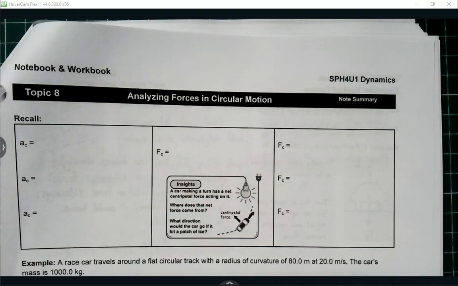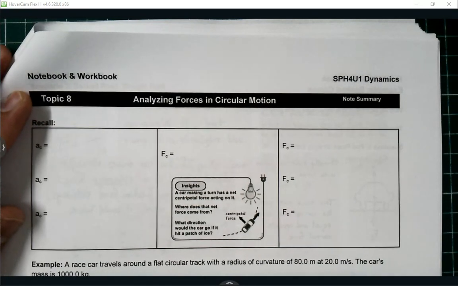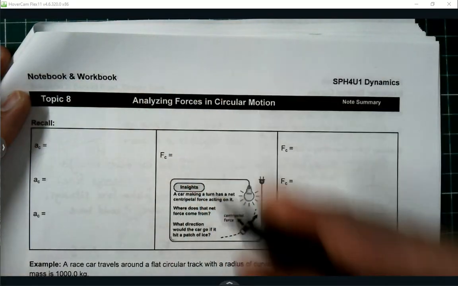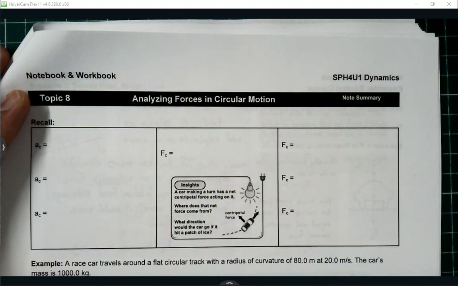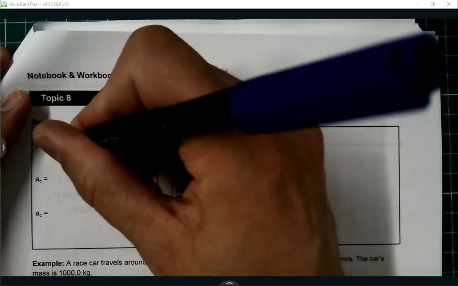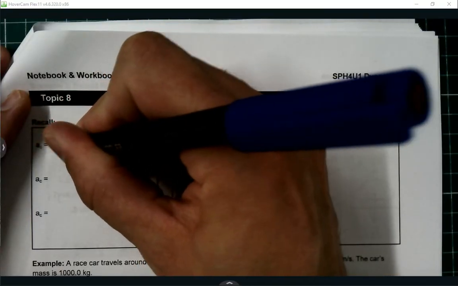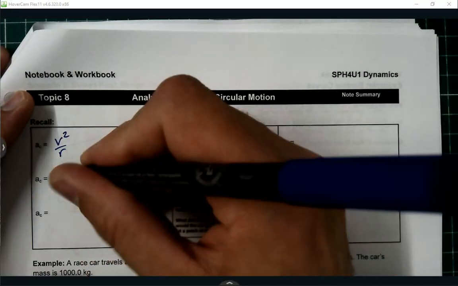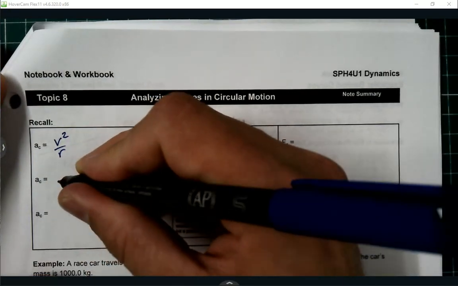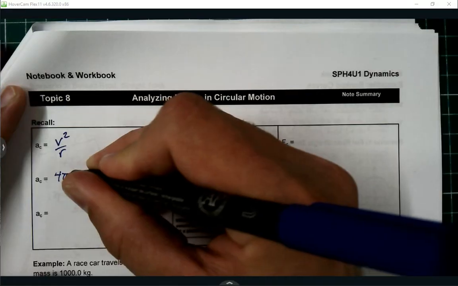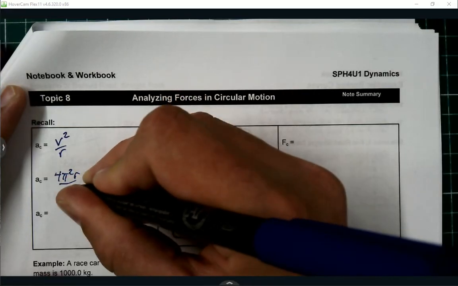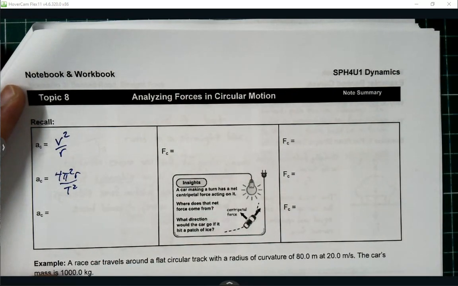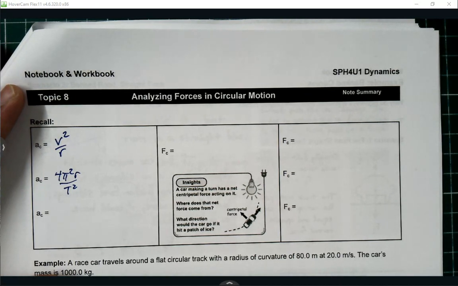All right, so topic 8, circling back to circular motion. We got a few things that we should just remember from previous conversation about circular motion. So v squared over r is centripetal acceleration. Another way to express centripetal acceleration would be 4 pi squared r over period squared. And I'm not re-deriving these things right now. I'm just presenting them as facts that we can recall from the past.